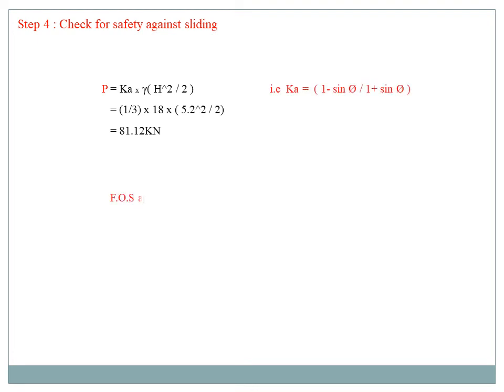The next, factor of safety against sliding. One simple formula: mu into W divided by P. Mu is given in our question. Mu is equal to 0.5. Then W is 201.95.